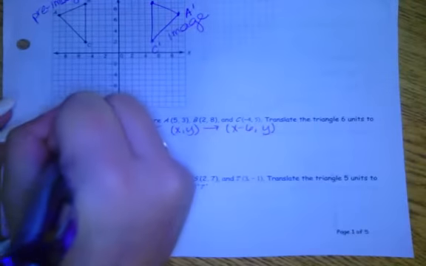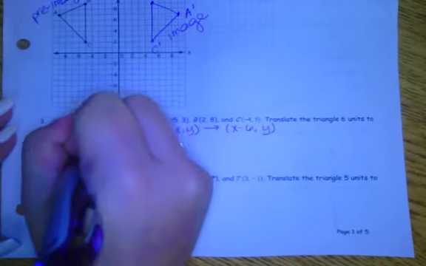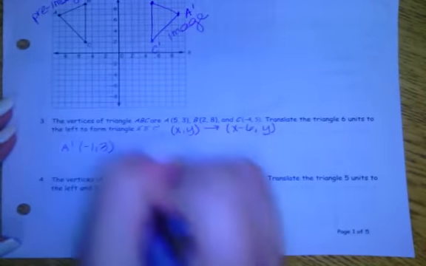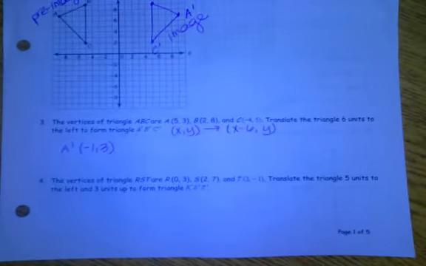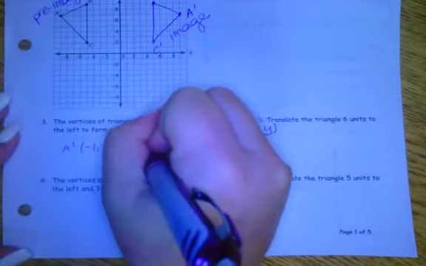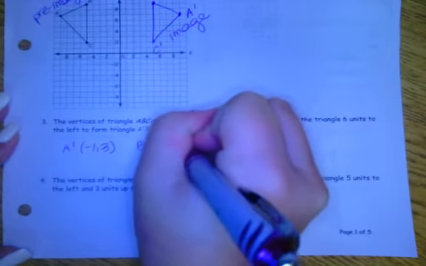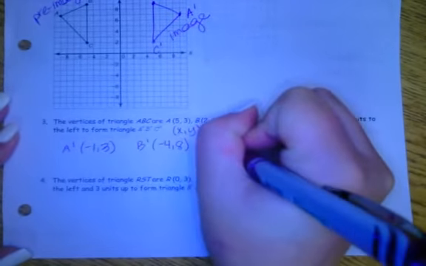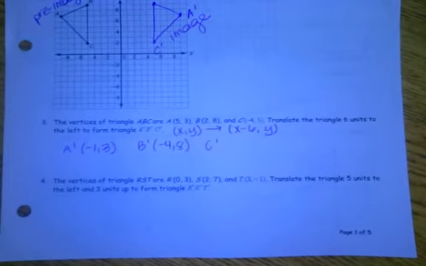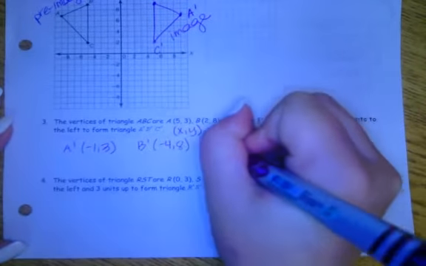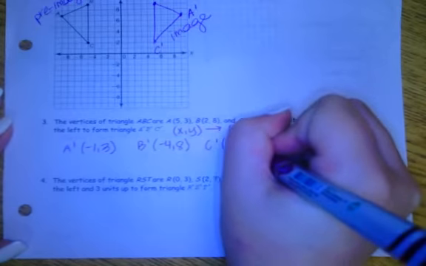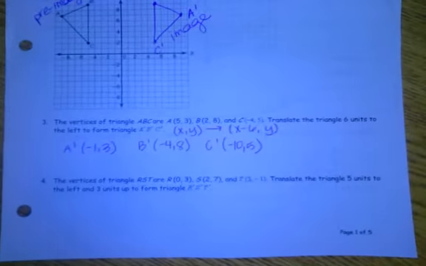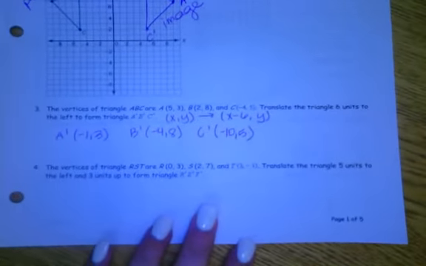So, Carson, what was A prime? -1, 3. Do we agree? Yes. Addie, what's B prime? -4, 8. Do we agree? Yes. And Madison, what's C prime? -10, 5. Very good. So do you see how we can do it regardless of whether we have a coordinate grid or not?